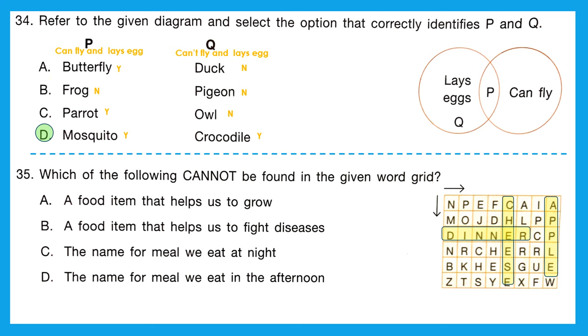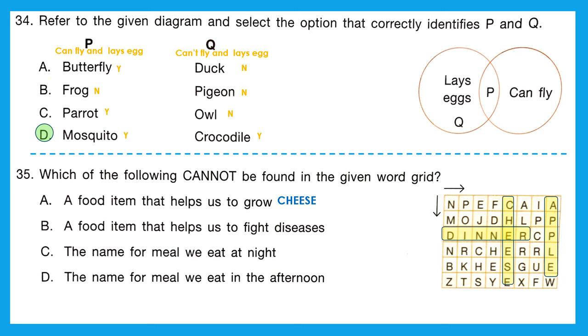Now let's see all the options and understand whether they match these three. A, a food item that helps us to grow. Do we have anything? Yes, cheese is made from milk and it is packed with calcium and also protein. Calcium can help developing bones grow stronger, and protein helps in our overall muscle growth. So cheese is the food item that helps us to grow.